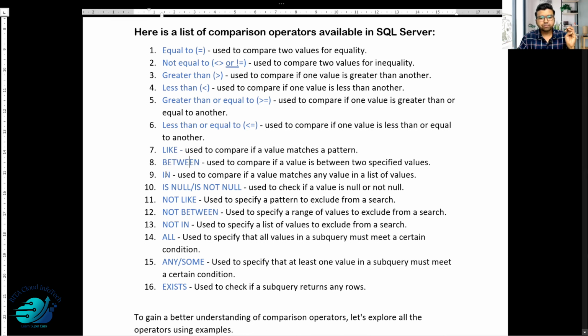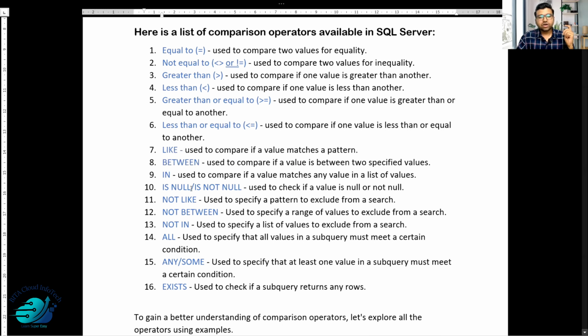Then the in operator is also very frequently used in many SQL queries. In means you want to compare a column value with multiple values. Let's say you want to fetch only the cities where the city is London or California or something. When your criteria is more than one, equal to can only compare a single value, but the in operator can do more than that.